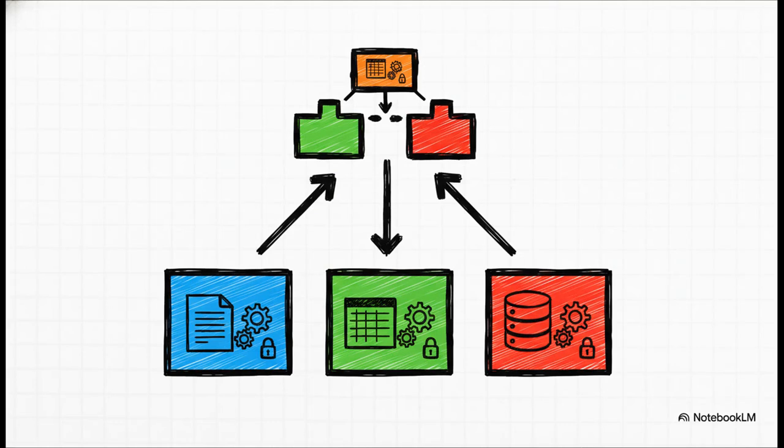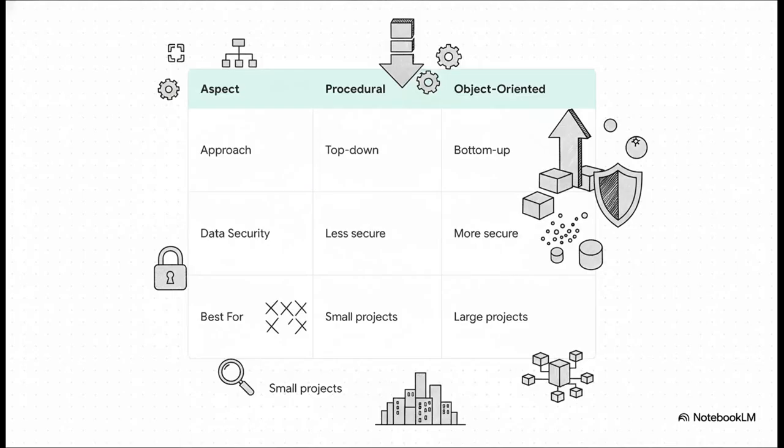The core idea of OOP, and this is the real game changer, is that you're building with digital Lego blocks. Each object bundles its own data and the functions that can mess with that data together in one tidy package. This makes your code way more modular, way more reusable. It's a bottom-up approach. You build your powerful, independent little blocks first, and then you snap them together to build something bigger.